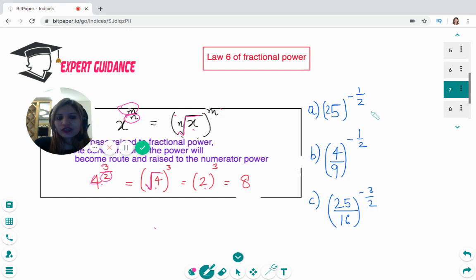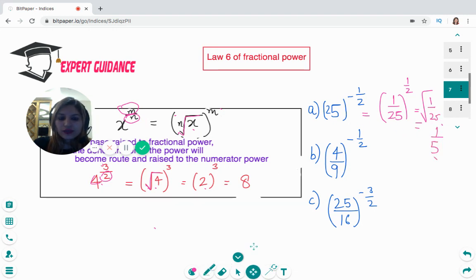Okay, now let's try this question. This is 25 to the power minus a half. First, we'll convert it into a positive power. That is 1 over 25 to the power a half, which will be square root of 1 over 25. So the answer would be 1 over 5.